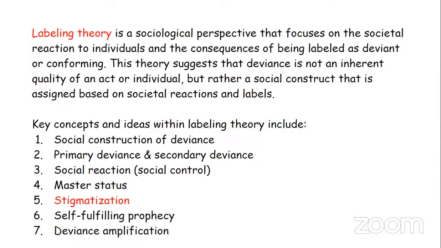And these are the key concepts and ideas within labeling theory. Social construction of deviance, primary deviance and secondary deviance, social reaction or social control, master status, stigmatization, self-fulfilling prophecy, deviance amplification. Okay, so we have a time limit. That's why I'm not describing all these in detail. So please note it down and please go through all these key concepts related to labeling theory. Okay, it is very important.